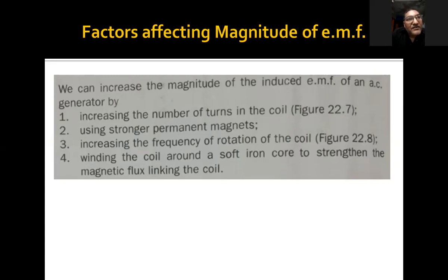Increasing the number of turns in the coil, using stronger permanent magnets, increasing the frequency of rotation of the coil, winding the coil around the soft iron core to strengthen the magnetic flux linking the coil. So these are the factors on which the EMF and the current induced in the AC generator depend. And the frequency of the induced current also depends upon these factors. Only one of the factors can change the frequency of the induced current. That factor is the frequency of the rotation of the coil. Okay, so let's move to the next topic.